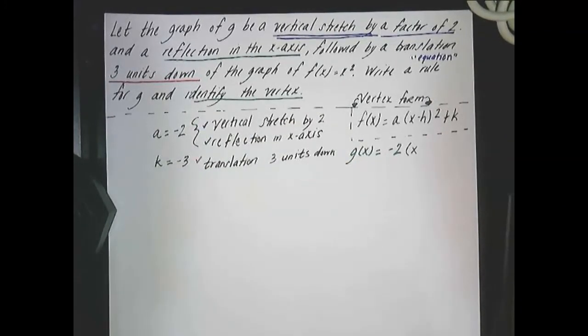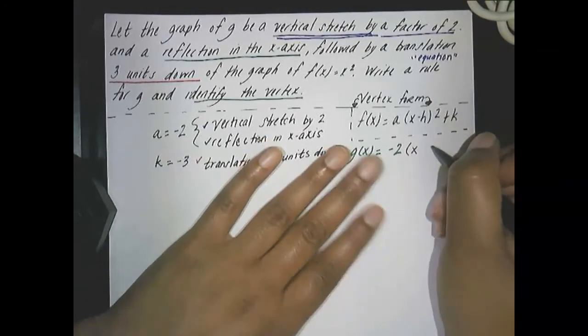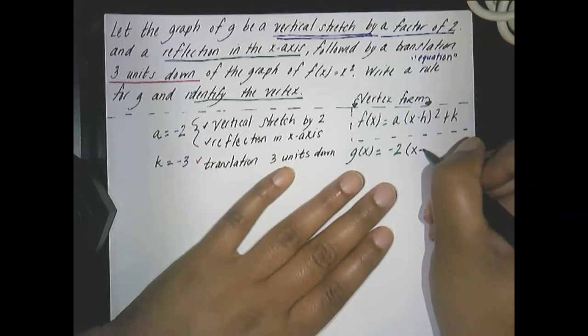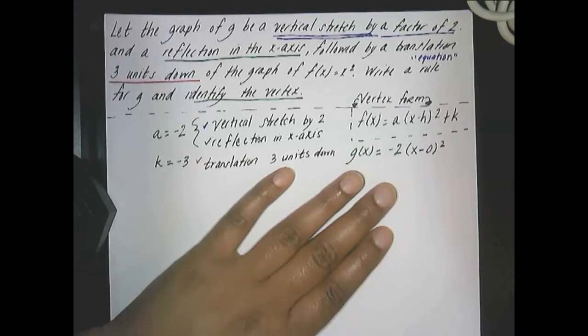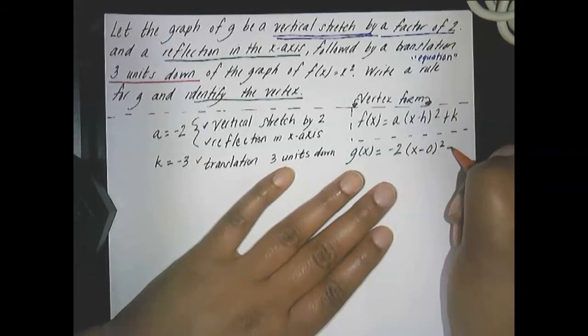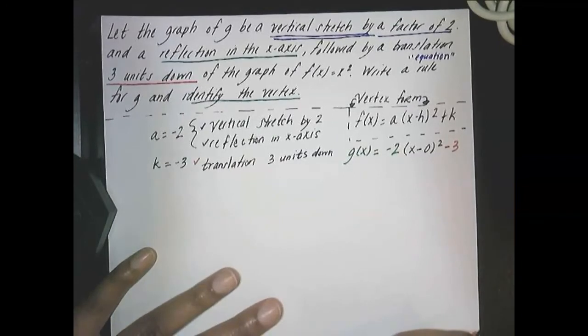We don't have anything left or right, it doesn't say, so this could just be 0 squared. And then for our k value, we're going to put a -3. That is our rule there in vertex form done for you.